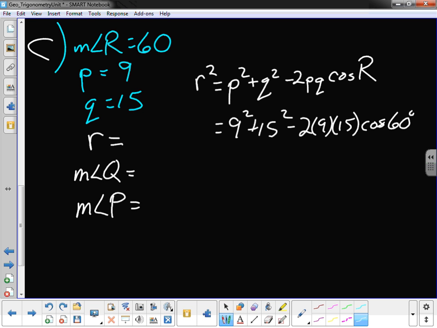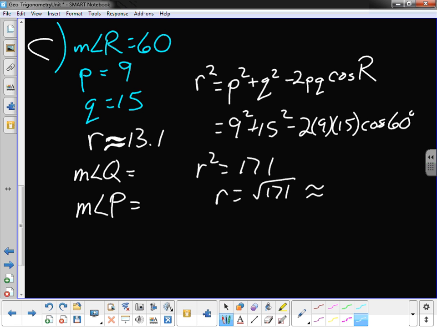Now what I do is I plug this whole thing straight into the calculator. So 9 squared plus 15 squared minus 2 times 9 times 15 times cosine 60. I put it all in the calculator. And it tells me that R squared is 171, which means R is the square root of 171, which is around 13.1. Okay, so now I need to figure out what angle Q and angle P are.